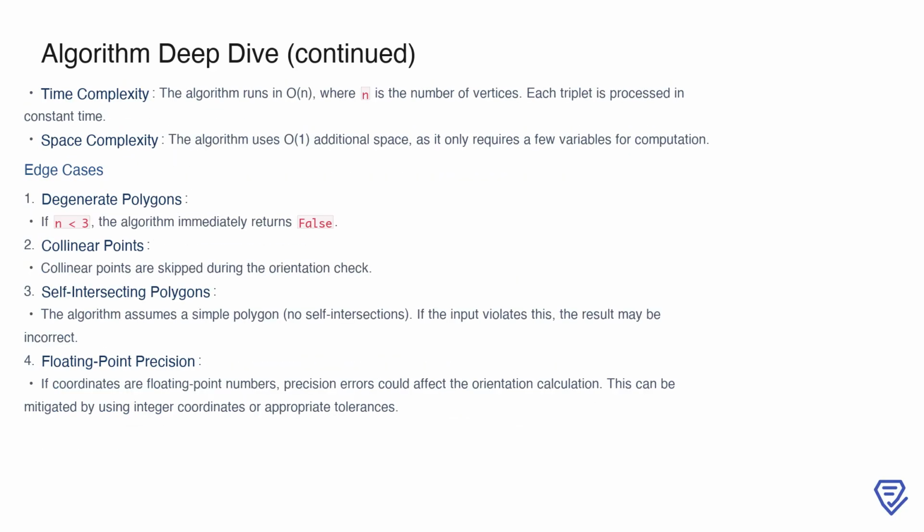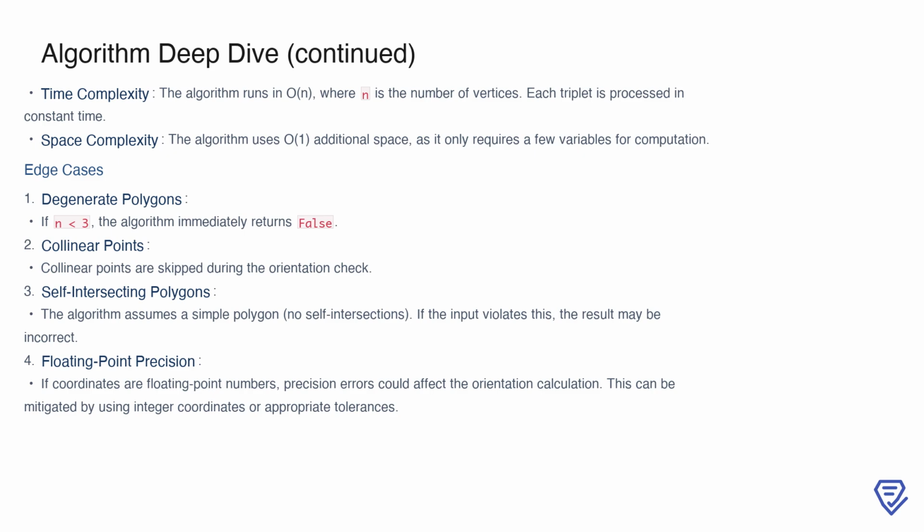This algorithm is highly efficient, with a time complexity of O(n), where n is the number of vertices. Each triplet of points is processed in constant time, and we iterate through the list of vertices exactly once. The space complexity is O(1), as the algorithm only uses a few variables for computation, such as prev_orientation and temporary variables for the cross-product calculation.